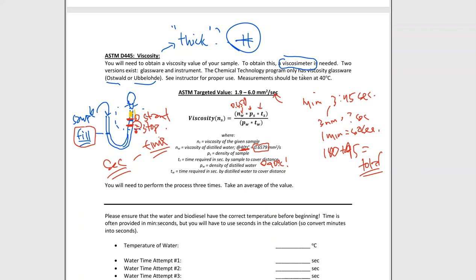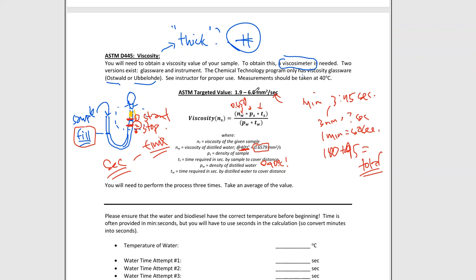Next up is T sub W, and that is the time required in seconds by distilled water to cover the same distance. All right. So the top piece is mainly sample driven, and the bottom is mainly water driven. If I have those values and I plug them in, I can calculate a value for viscosity, and that value for viscosity should be between 1.9 to 6.